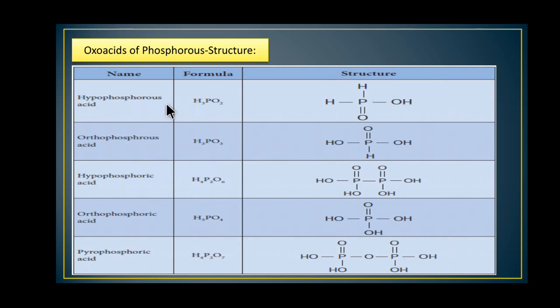What is the name of the compound? H3PO2, hypophosphorus acid. H3PO3, orthophosphorus acid. And H4P2O6 is hypophosphoric acid. Then H3PO4, orthophosphoric acid. Then H4P2O7, pyrophosphoric acid. Is it clear?